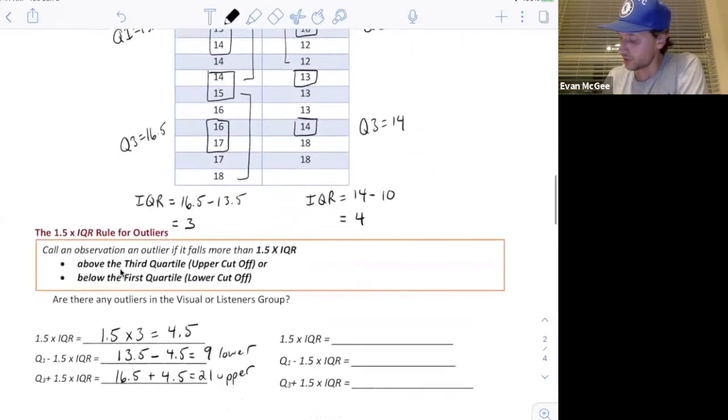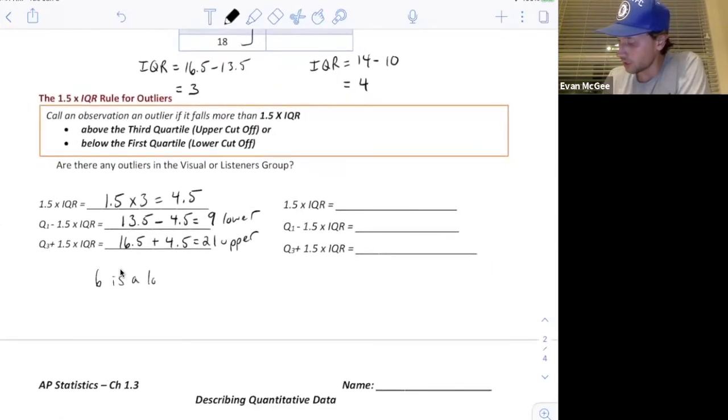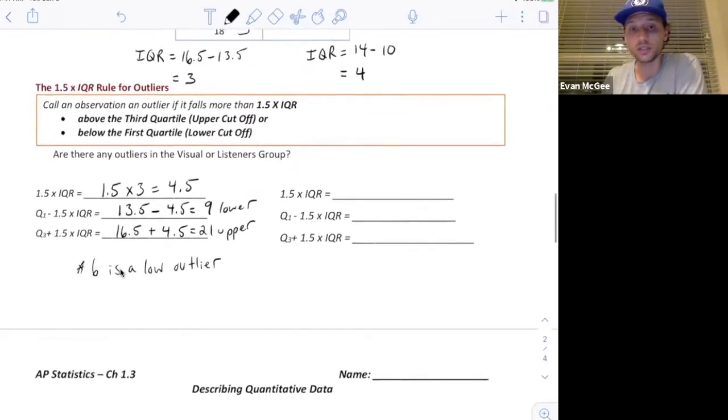And then are there any values greater than 21? No, there's not. So 6 is a low outlier is what we call it. So there is one outlier in this data set. Let's see if there are any in the visual or in the listening group.